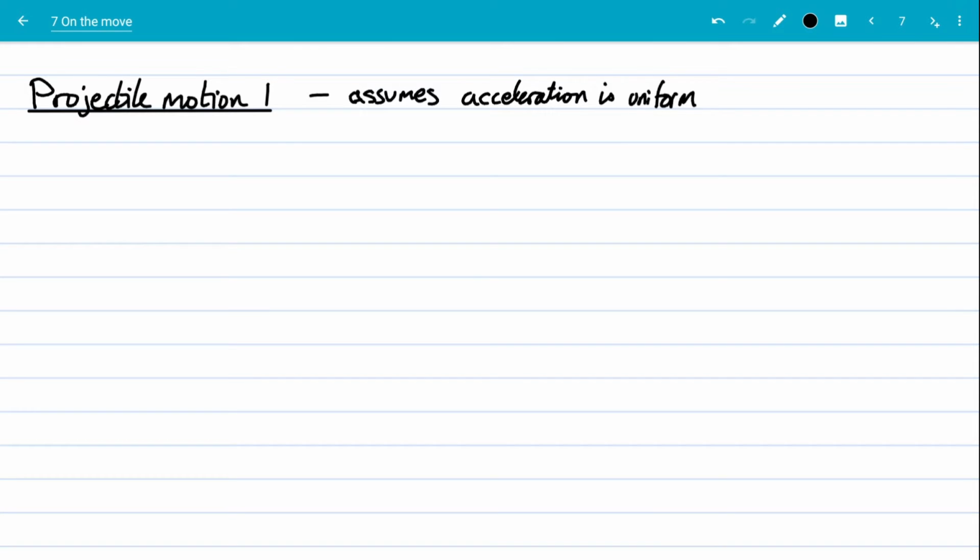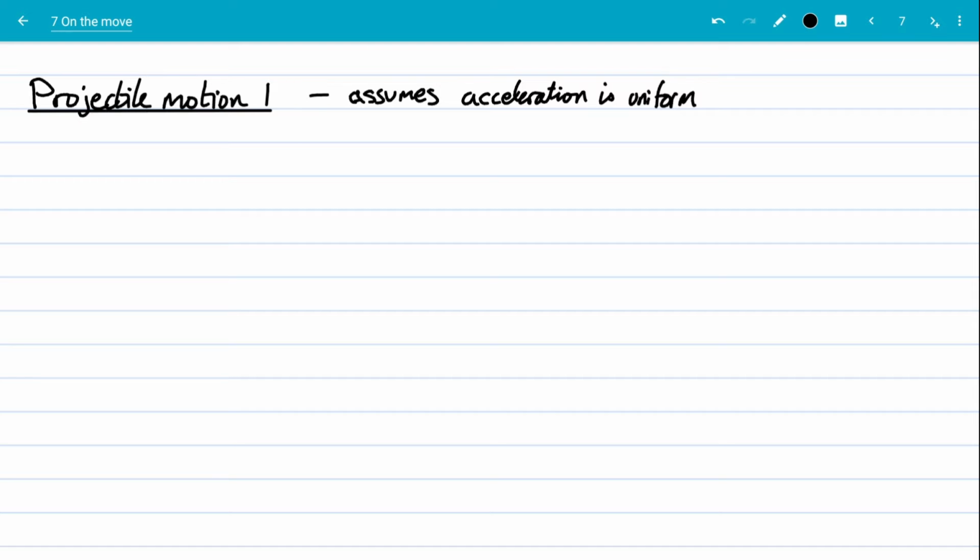There's only the force of gravity, and it's acting in one direction with a constant acceleration due to gravity on different objects. And there are different ways that you can project. You can have horizontal projection, vertical projection, or diagonal projection. And what that means is that the initial velocity of the object is either horizontal, vertical, or diagonal.